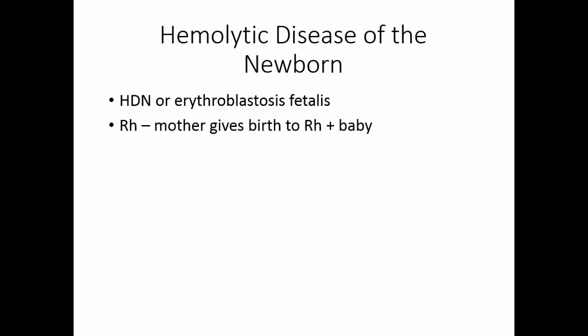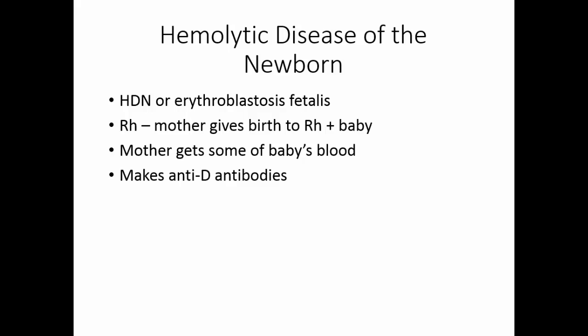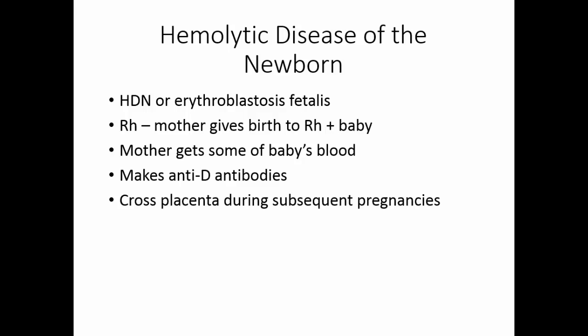Now, normally there is no mixing of the mother's blood with the baby's blood during the pregnancy, but at the time of delivery, some of the baby's blood may get into the mother's bloodstream. Because the baby is Rh positive and the mother is Rh negative, the mother will produce antibodies to the Rh positive blood, these anti-D antibodies. These are small antibodies that will cross the placenta during subsequent pregnancies.